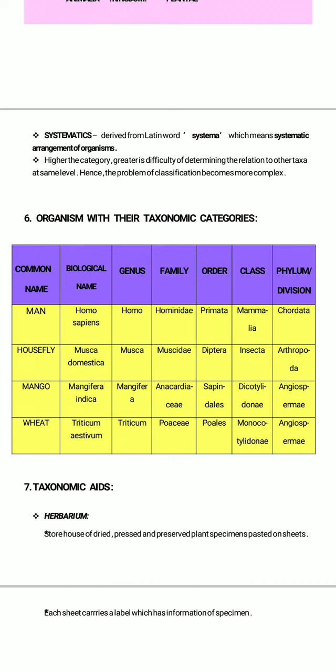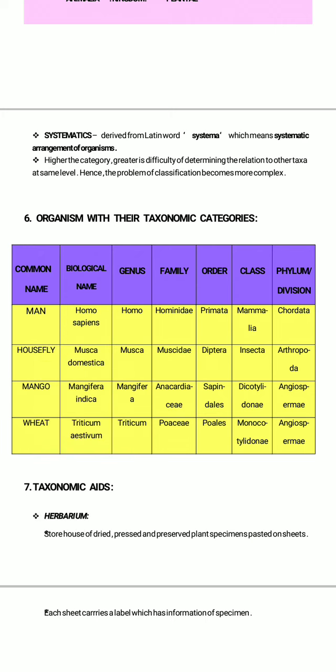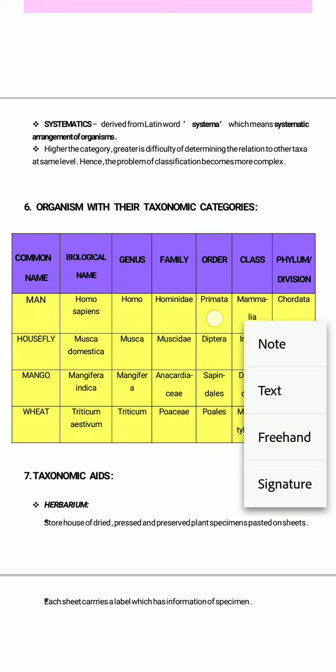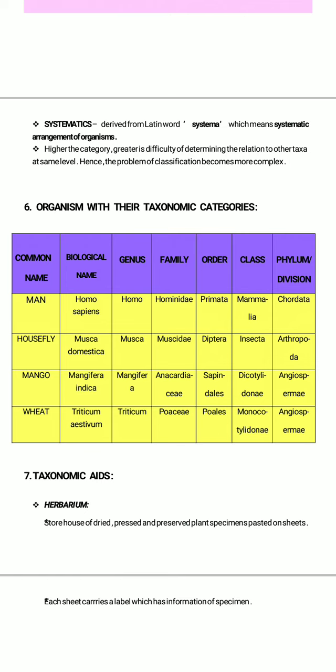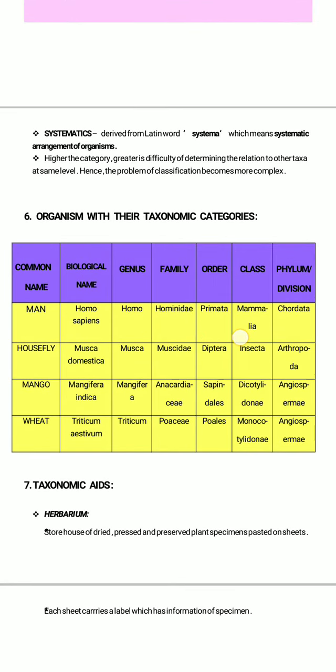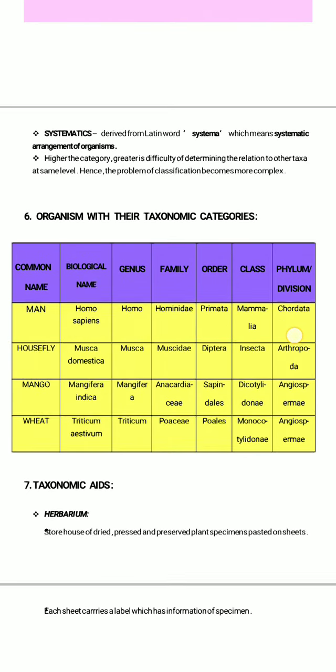So next, the organisms with their taxonomic categories. First, man. You should know this because they ask questions like what is the order of a biological name. They will give you the biological name Homo sapiens. For Homo sapiens, what is the order? You should write Primata. So you should know this table. It is very important. For man, the biological name is Homo sapiens. For genus, it is Homo. Species means sapiens. Then family is Hominidae, order is Primata, class is Mammalia, and phylum, you should name this one for phylum because it is an animal.